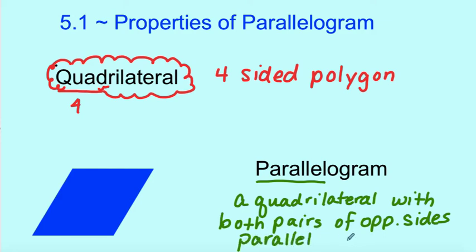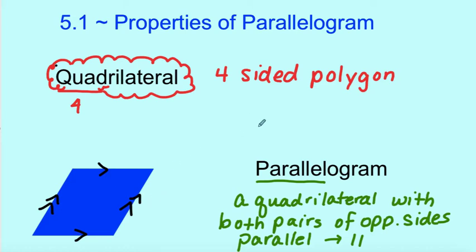Let me remind you that I can use that symbol to mean parallel. All right, so a parallelogram, like this picture I have right here, has both pairs of opposite sides parallel. So these sides are opposite sides and they're parallel, but both pairs of them have to be parallel.